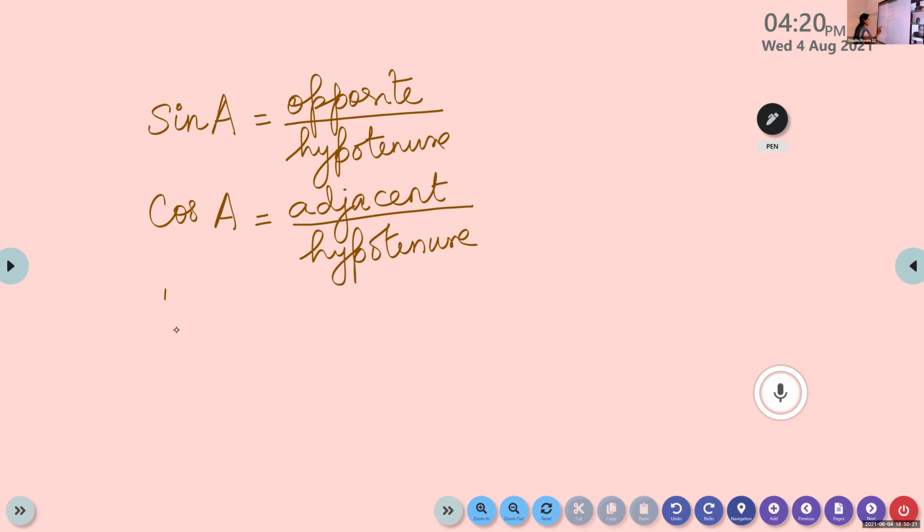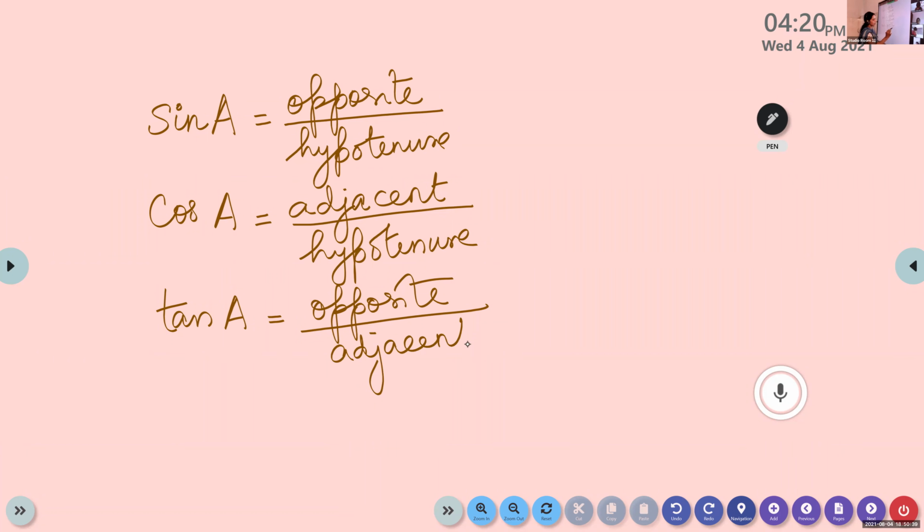And what about tan A? Tangent of angle A, we denote it simply as tan A. What is tan A? It is sin A by cos A, otherwise side opposite to angle A by side adjacent to angle A. It is the same as sin A by cos A.